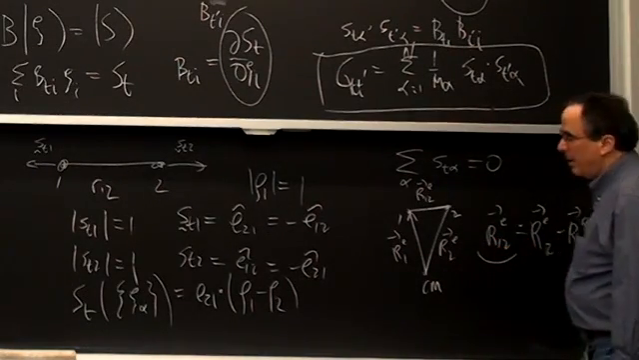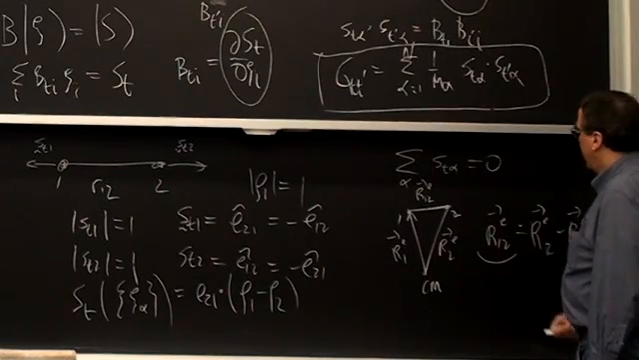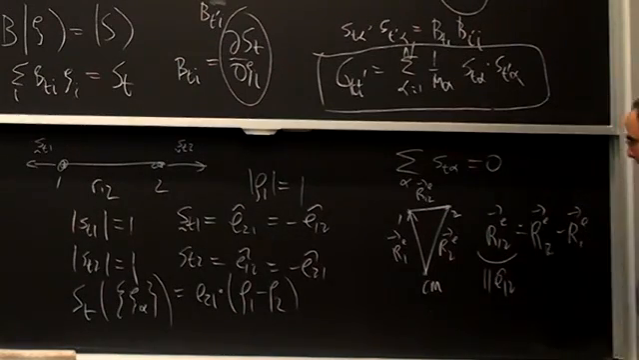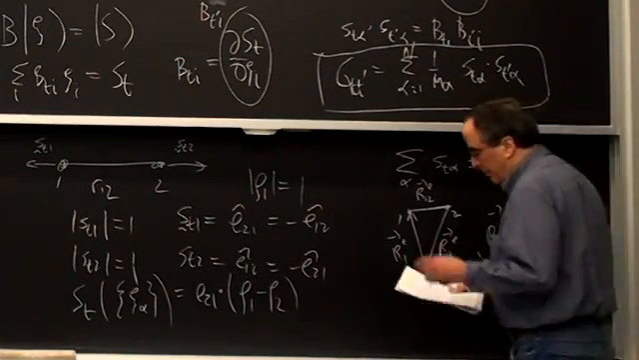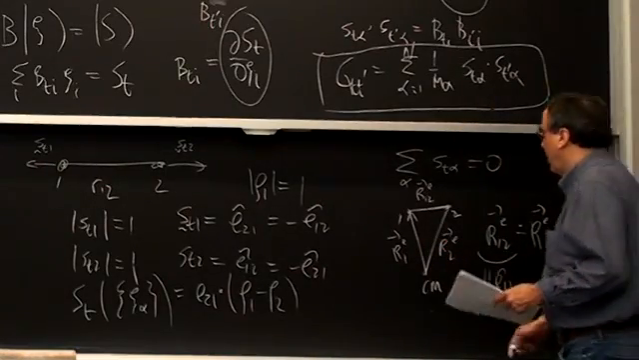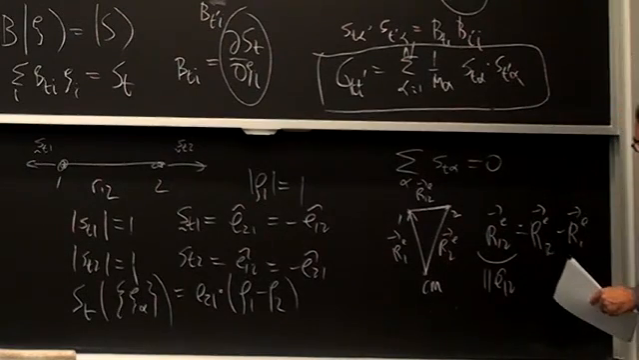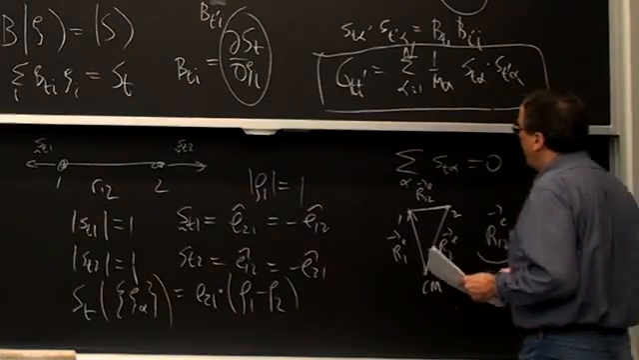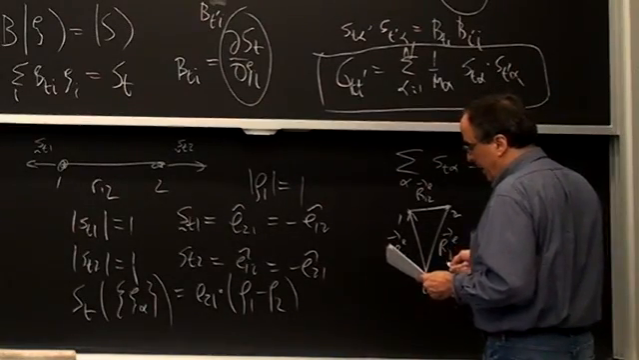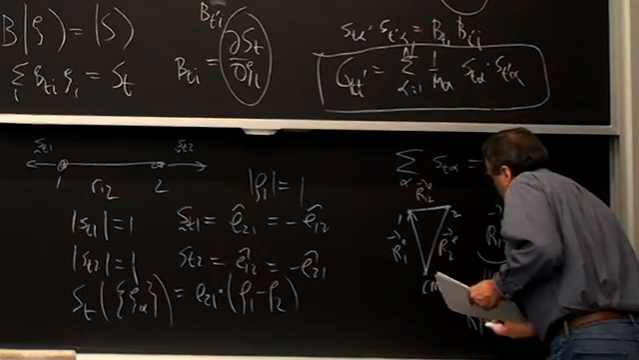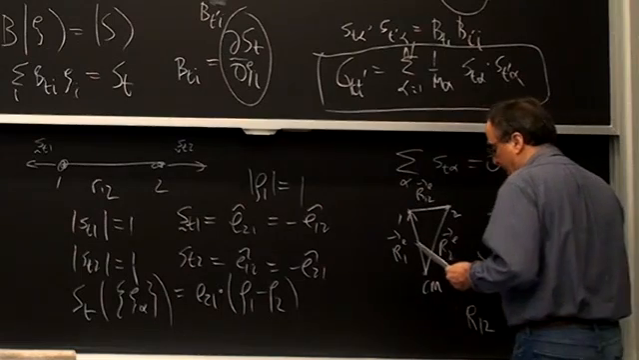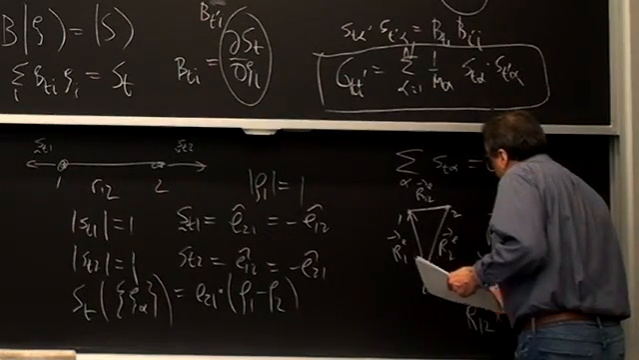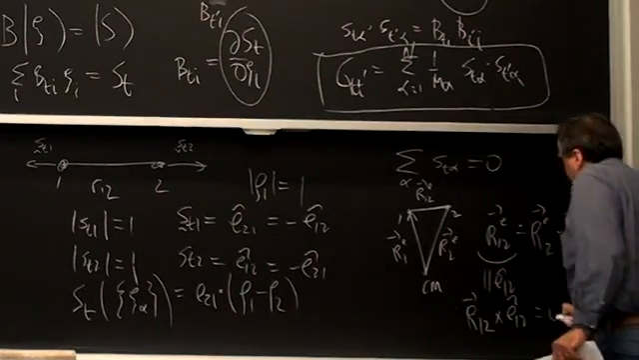So now, this thing is in a direction parallel to E12. And so we want to have no rotation, and so R12 cross E12 has to be equal to 0.